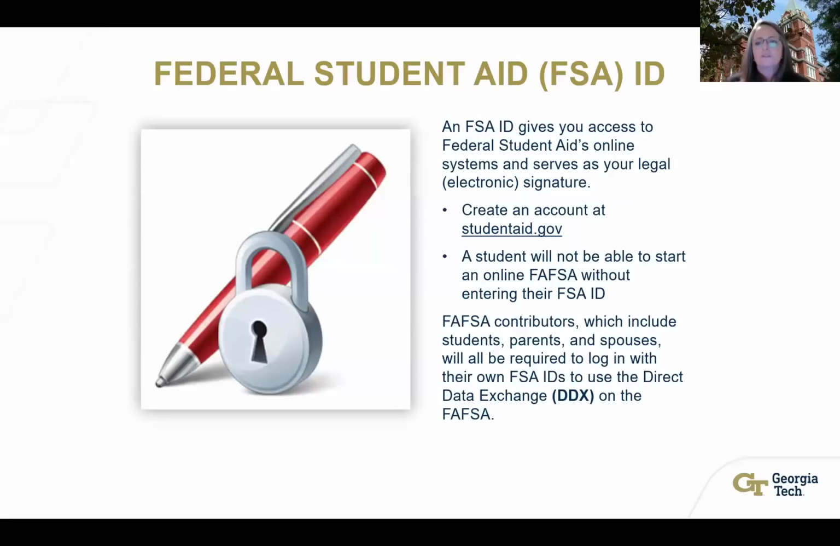Each contributor to the FAFSA, so whoever has to supply their information on the student's FAFSA, will also have to have an FSA ID. So this includes the student, parents, and if the student is married, the spouse, and if you have a situation where it's a divorced family and remarried, the spouse of the parent would also need to have their own FSA ID if they're required to be a contributor on the FAFSA. This is what allows federal student aid to link up with the IRS for the direct data exchange to pull in your income information.